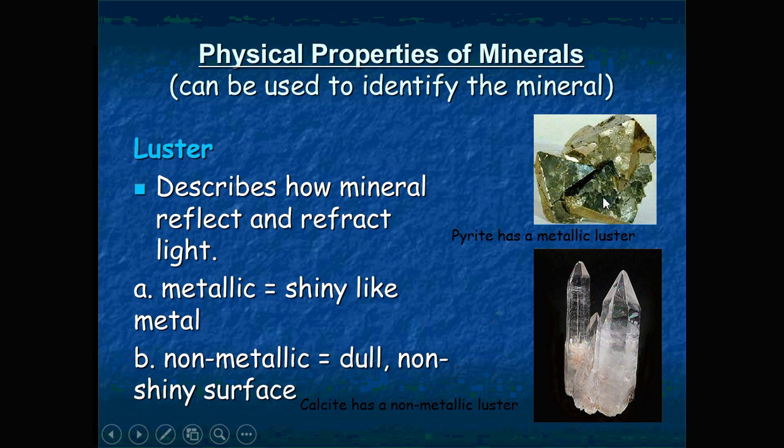Just like these two minerals right here, this mineral here is a pyrite, and as you can see from the picture, it has a metallic luster. The bottom one here is a calcite. Looking at this picture, you would notice that it doesn't shine, so it has a non-metallic luster.